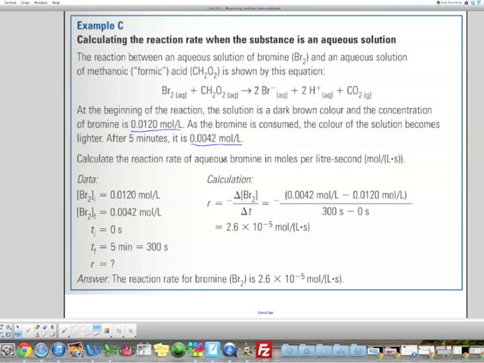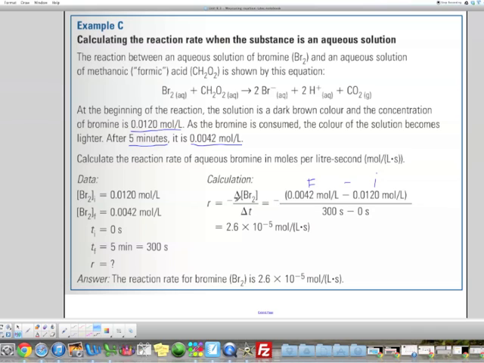Calculate the reaction rate of aqueous bromine in moles per liter second. I already have mole per liter, I'm just missing the time. The time they said was 5 minutes, but because they want it in seconds, we have to convert that. 5 times 60 gives me 300 seconds. So my delta T is 300 seconds, final minus initial. For the concentration, we finished with 0.0042 mole per liter, and the initial one was 0.0120 mole per liter. So again, we do final minus initial.